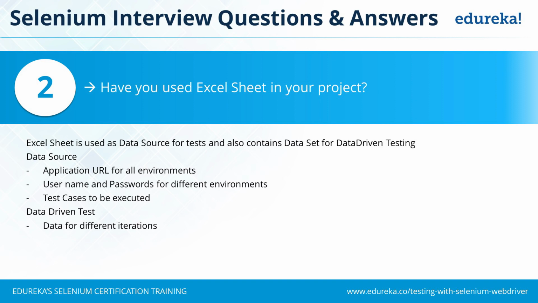Excel sheet is used as a data source for test and also contains data set for data-driven testing. So these are the two basic uses of Excel sheet. When you use it as a data source, what can be the part of the Excel sheet? It can be the application URL for all environments. That is, you state all the application URLs.